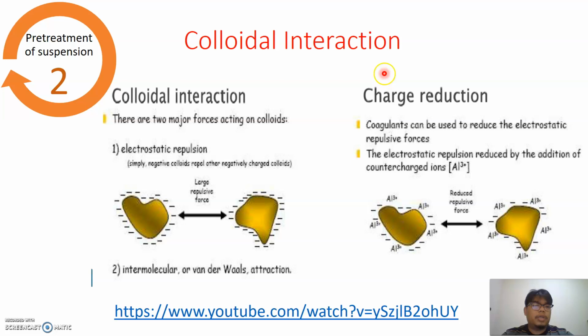And then we look at the charge reduction coagulant. What we need to do is reduce the charge, so we need to put in coagulant. We use the coagulant to reduce the associated repulsive charges. Once we introduce the coagulant, it will reduce the repulsive force. And here is another link for colloidal interaction. You can refer to it and understand better what colloidal interaction is about.